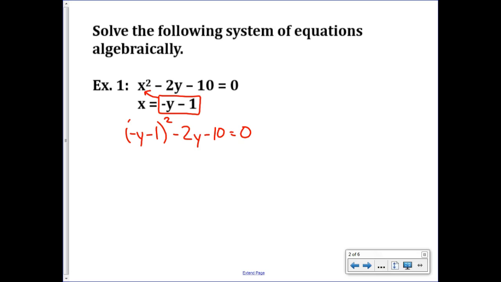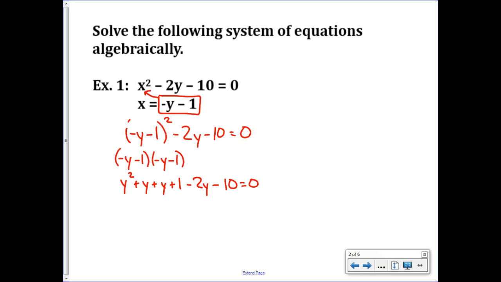So then when I square this, it's like negative y minus 1 times negative y minus 1, we have to FOIL. So negative y times negative y is y squared, the negative times the negative cancels. We have negative y times negative 1, so that's a positive 1y. Negative 1 times negative y is also a positive 1y. And negative 1 times negative 1 is a positive 1. Minus 2y minus 10 is equal to 0.